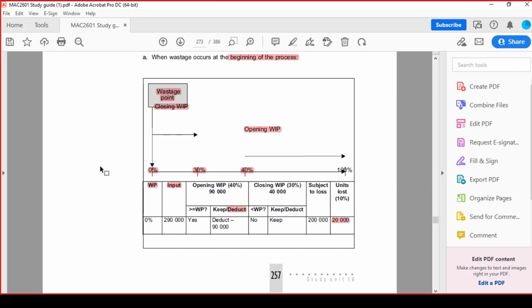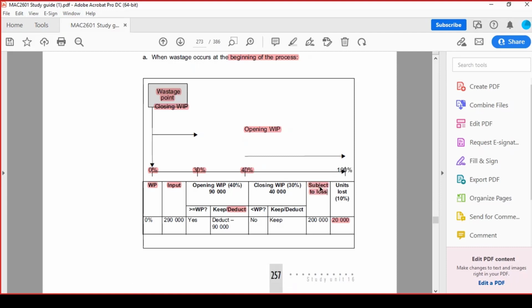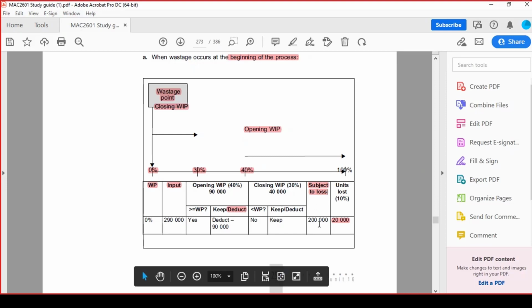Then, the number of units that I'm starting with in my input. Your opening WIP, it's what you've put into production, great. Then you start this whole thing of saying, is it greater, is it less than, depending on the closing or opening WIP. Then you determine the units that are subject to loss. Then that's what you apply your normal loss to. Any questions?